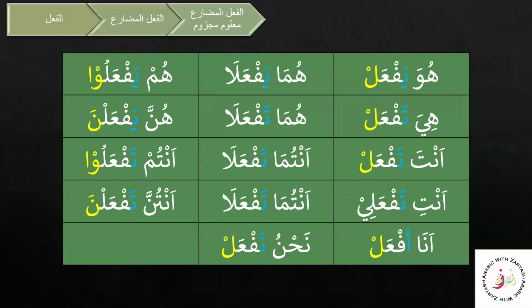Same for the majzoom. The same chart will follow for the majzoom. The only difference in the majzoom is that huwa, hiya, anta, ana, and nahnu will get a jazm instead of the fatha. But the dropping of the noon for afal al khamsa will remain the same for all these afal al khamsa: huma yafala, huma tafala, antuma tafala, hum yafalu, antum tafalu, and anti tafali. Dropping of the noon is the sign of the jazm and the nasb state.